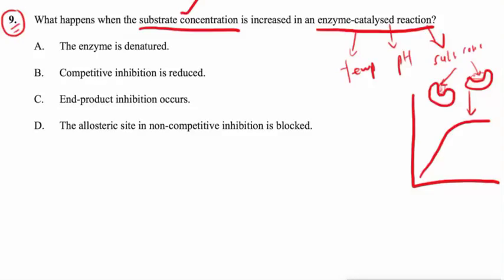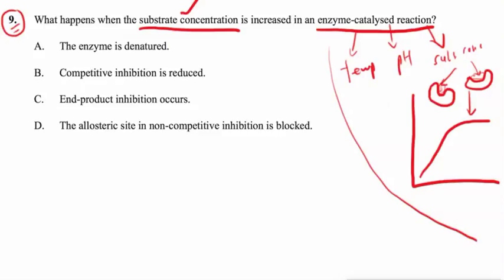What happens when the substrate concentration is increased in an enzyme catalyzed reaction? The rate of reaction is actually going to be decreasing to a steady point. But then when I look here, I see none of those are the actual answers. So I really need to use my basic knowledge that I came up with here and go deeper to decide which one of these are definitely going to be wrong. So let's start with A.